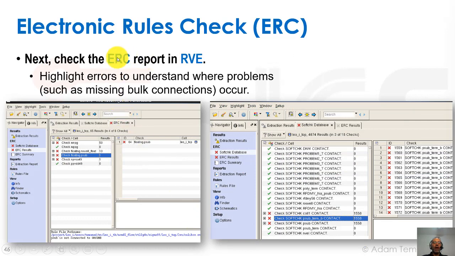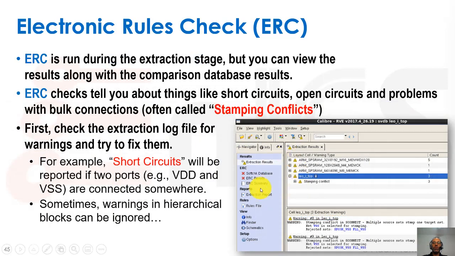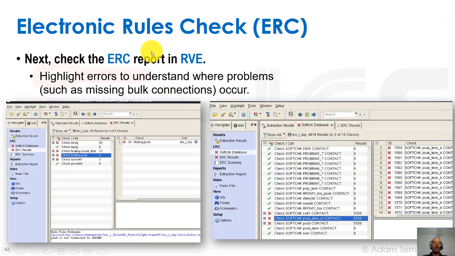Okay, after we checked that, that was the log file basically. So this was viewing the log file. We should also check the ERC report, and there are different parts of the ERC report. Okay, there's a soft check database and the ERC results, and they have different types of things, like they check the substrates that they're connected and so forth, and you should really go into here and check what they are.